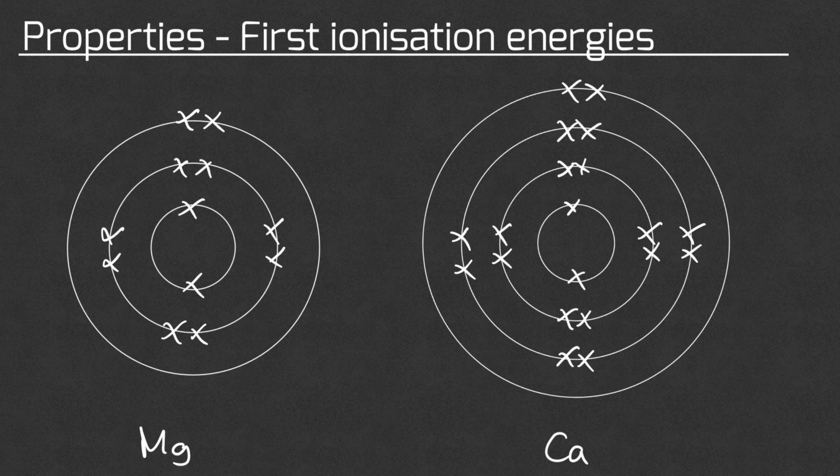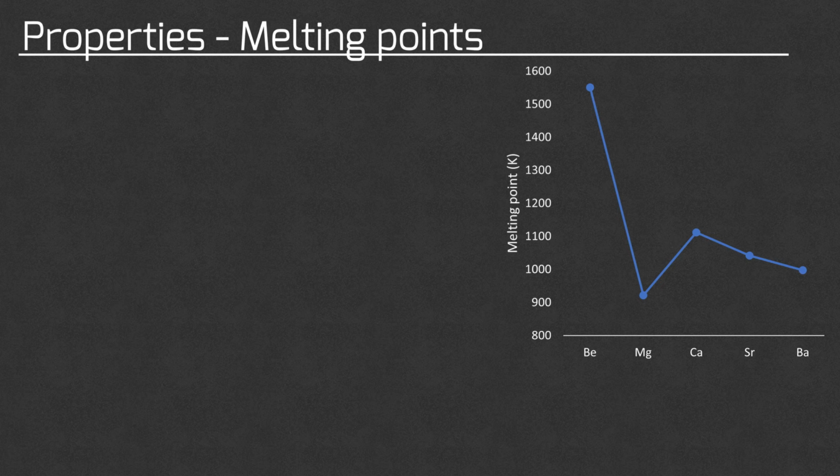So we've just said that calcium has got a lower first ionization energy than magnesium, and we can see that here because calcium has got a greater distance between the nucleus and the outer shell compared to magnesium. Calcium has 3 inner shells, shielding the outer electrons from the nuclear charge, while magnesium only has 2 inner shells to do this. The melting points generally decrease as you go down group 2. Magnesium's an exception, and we'll look at that in a moment.